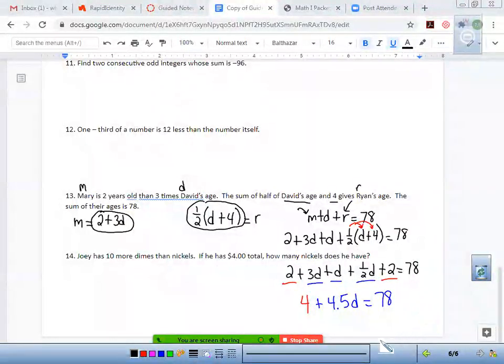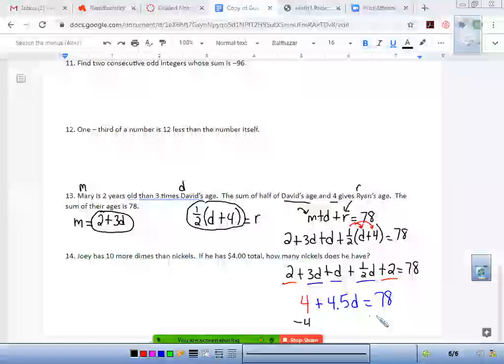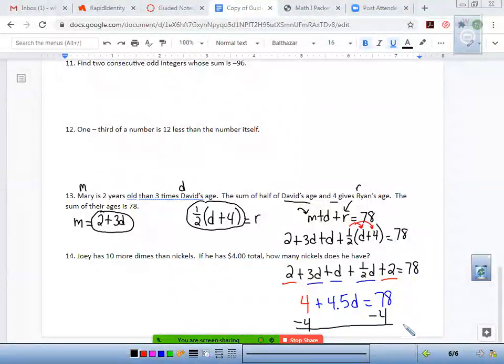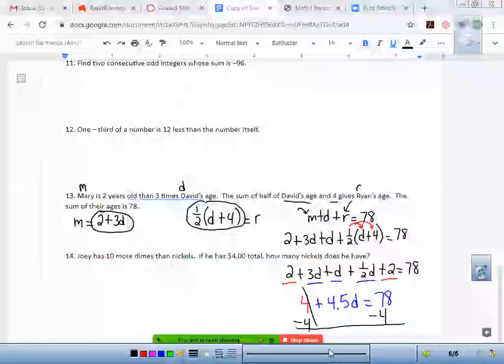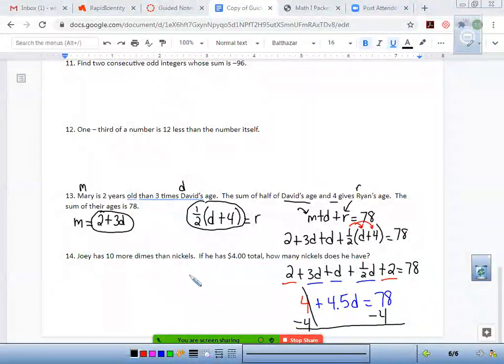Now what? Minus 4. So I'm going to get 4.5D equals 74. And then I'm going to divide by 4.5. For this one in particular, go ahead and put it in the calculator, just to save us some time here.